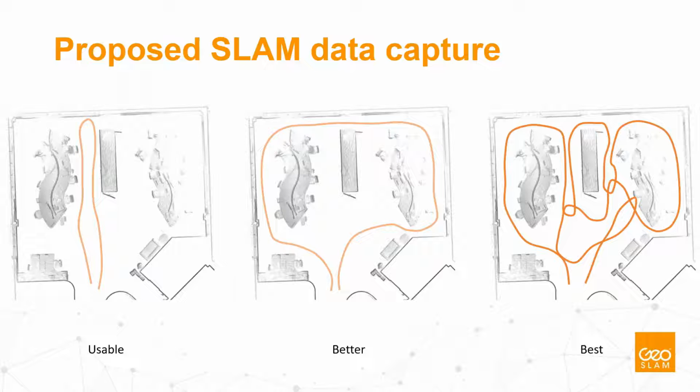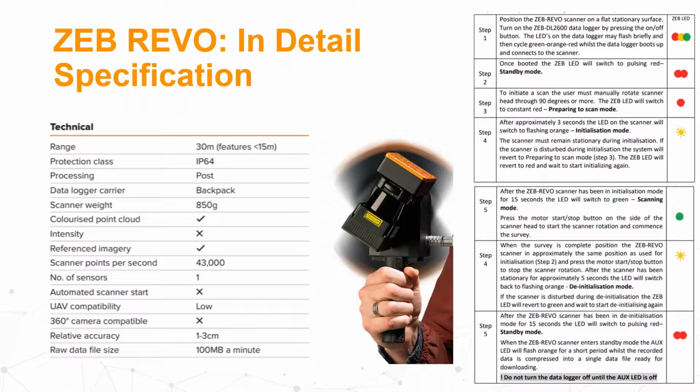So I will now go into differences between Revo, RT, and Horizon systems and their suitability for different environments. So first system, ZEB Revo. It's got a range of 30 meters. In the brackets, features 15 meters means that you should not be more than 15 meters away from those features.